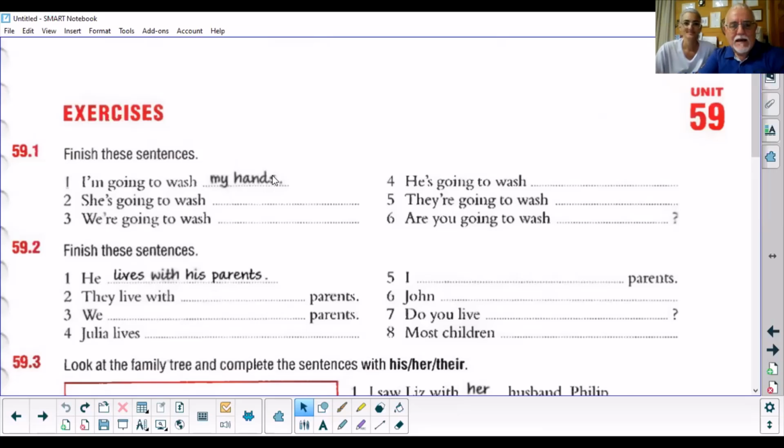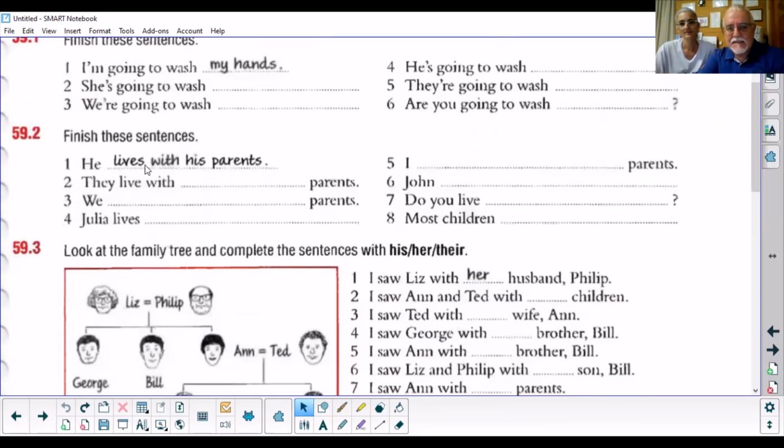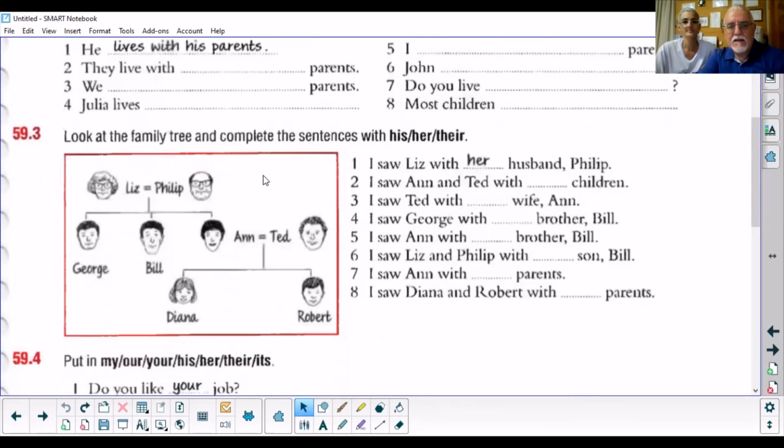Yeah. Okay, and then you finish off these sentences. Again, they give you an example here to work with. And then you look at the family tree. We have Liz and Philip, and then we have the son, George, and Bill, and daughter, Anne. And Anne is married to Ted, and they have two children, Diana and Robert. Now you need to look here. I saw Liz with her husband, Philip, okay?